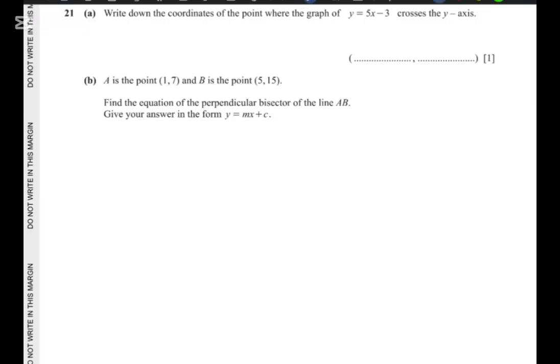Question number 21. Write down the coordinates of the point where the graph of y is equal to 5x minus 3 crosses the y-axis. Now any linear graph, any straight line equation, when it crosses the y-axis, the y-intercept will be the key. If you know the y-intercept, you can find the coordinates on the y-axis. So now this equation y is equal to 5x minus 3, what is the y-intercept in this?